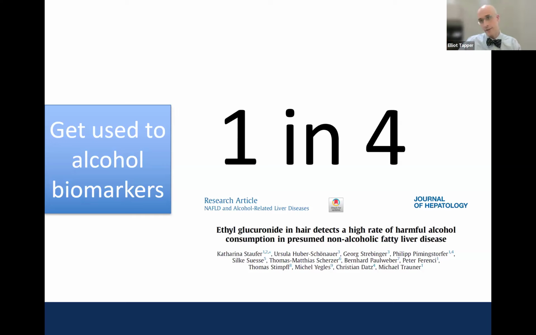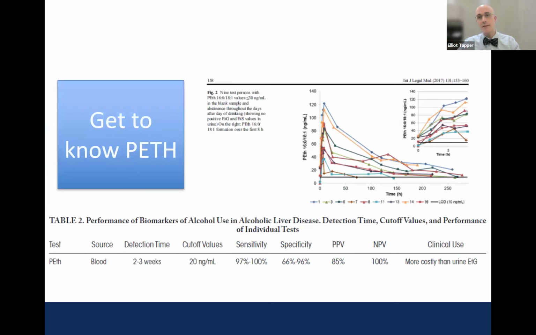So if we're just relying on history, no matter who's taking that history, we're not identifying people who are at high risk. The test that we use, as it comes down to the true differential of most of the common liver diseases that we see in clinic, is phosphatidylethanol. A level greater than 20 is associated with significant alcohol intake. And there's really no such thing as a false positive, unless that person got a blood transfusion from someone who was drinking, which comes up every now and then.